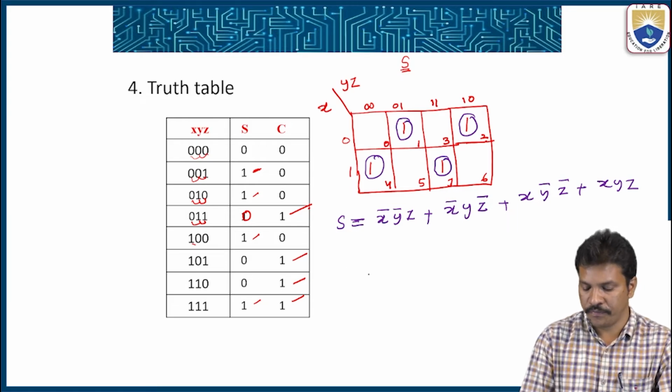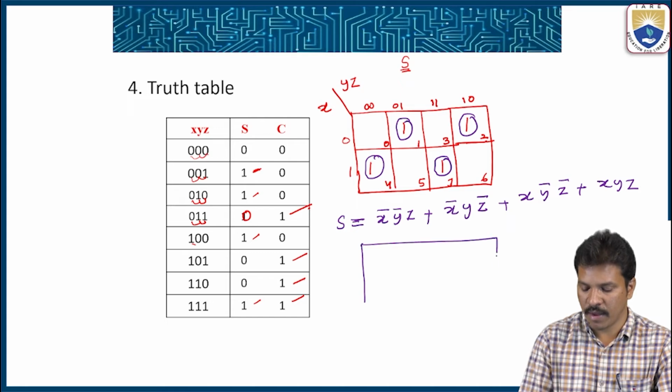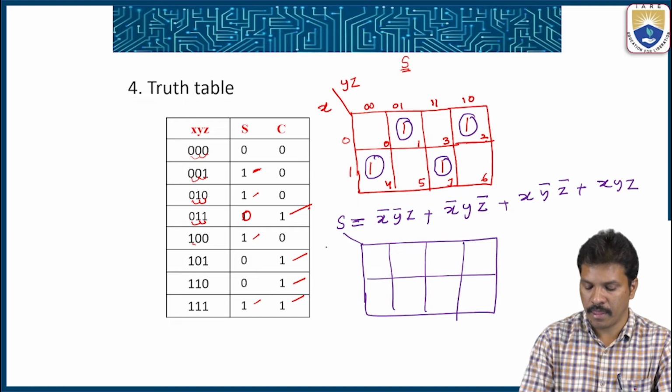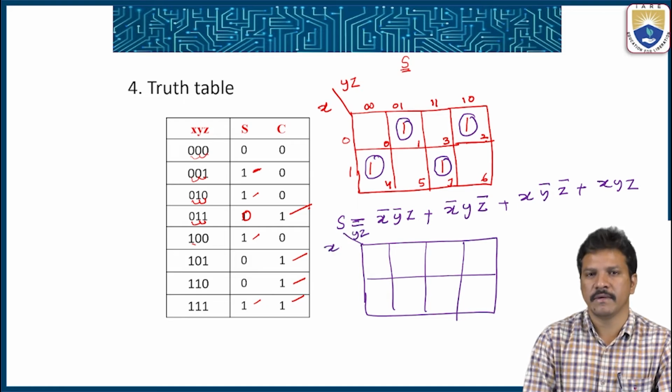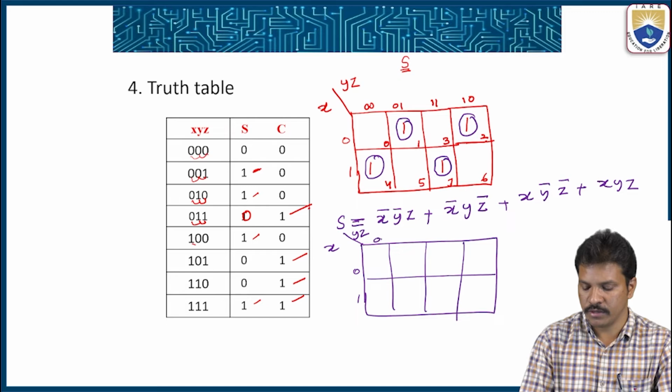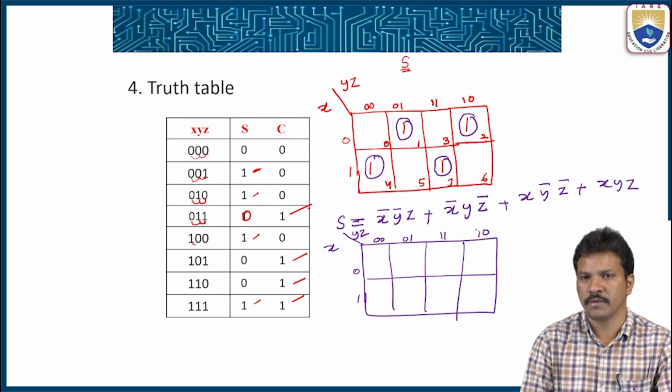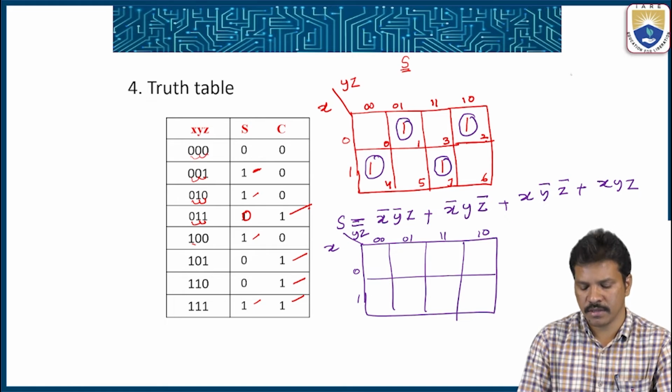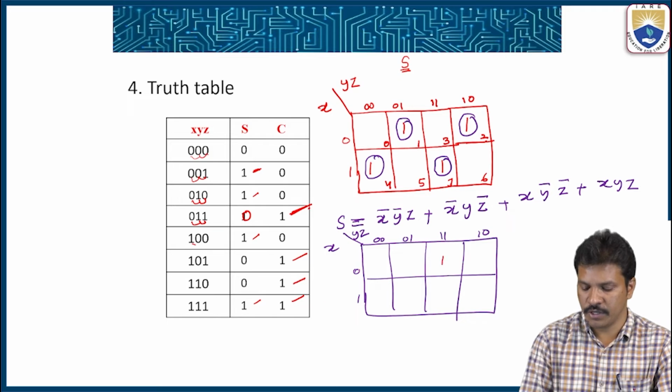What is carry? If we take the carry K-map, x, y, z. So row 0, 1, and columns 00, 01, 11, 10. What are the logic ones? Here logic 1 means 3, row 0, column 1, 1 means 0, 1, 1, that is 3. Then 5, 6, 7.